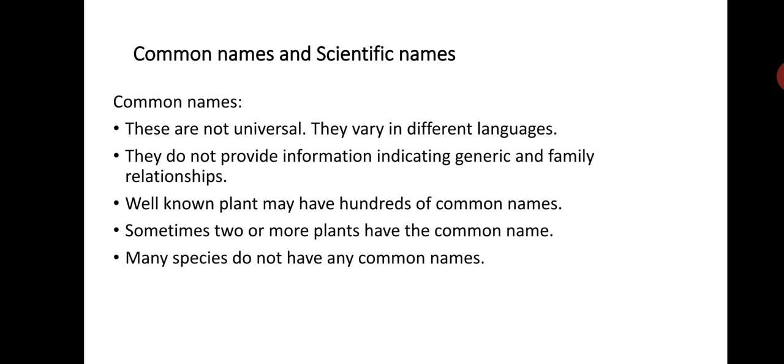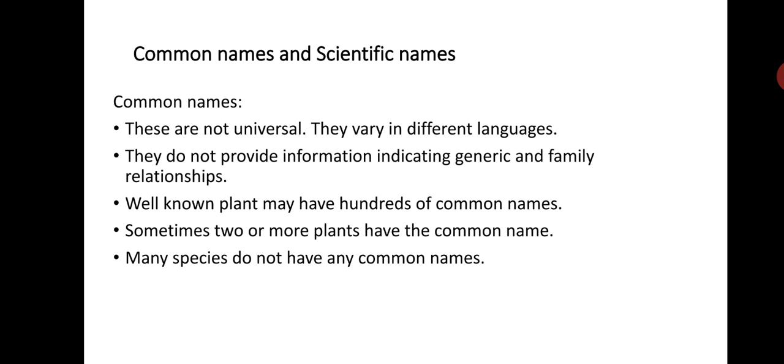Next, moving on to the common names and scientific names. What is a common name and what are scientific names? Common names are not universal. They vary in different languages. They do not provide information indicating generic and family relationships. A well-known plant may have hundreds of common names.